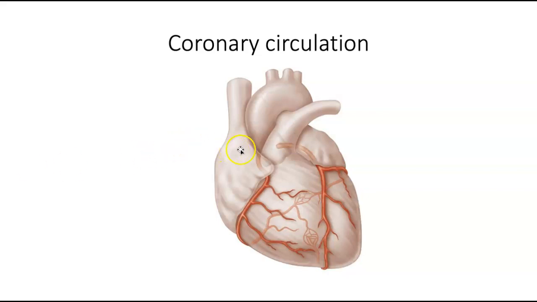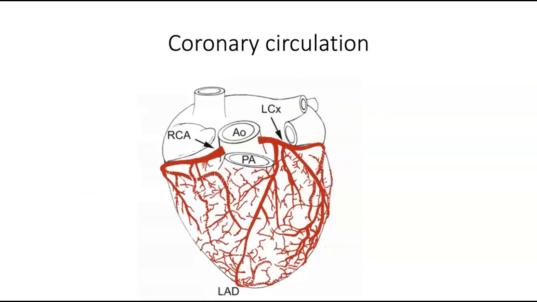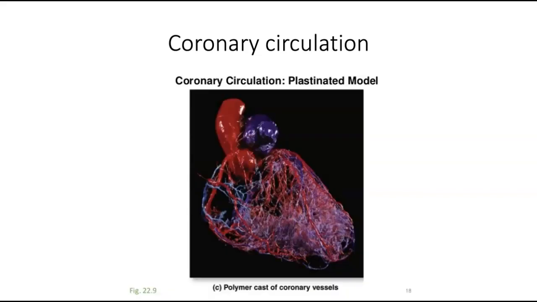There are 2 coronary arteries that exit right off of the base of the aorta, and they go into the cardiac muscle and give rise to capillary beds that service the cardiac muscle. Those capillary beds are quite extensive.